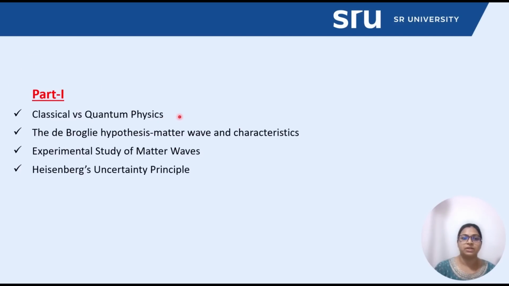It will cover the following topics, starting with classical physics, and then we will discuss the de Broglie hypothesis, matter waves and their characteristics, and then experimental studies on matter waves, and finally we will discuss the Heisenberg uncertainty principle.